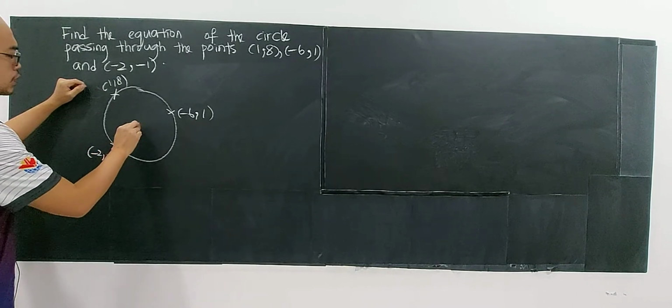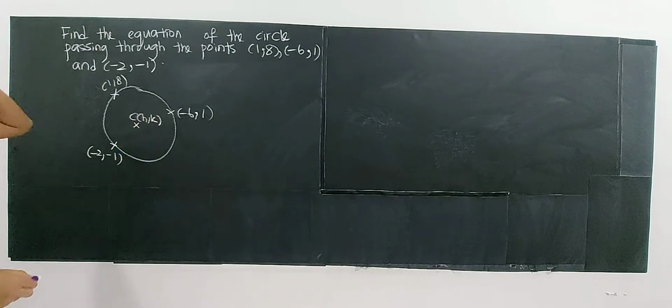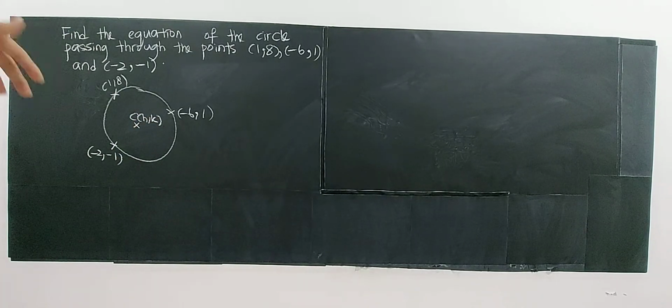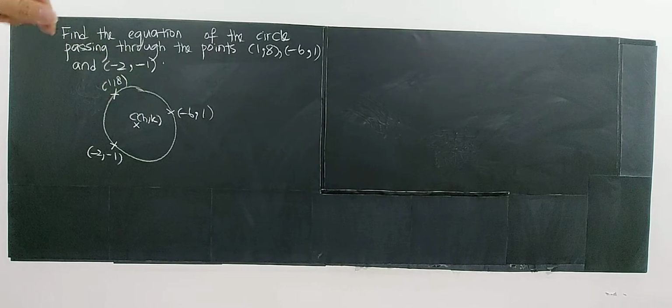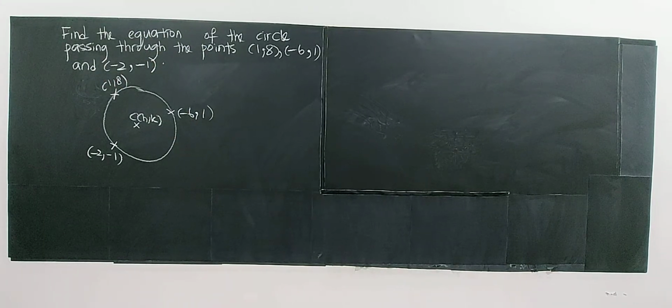Then you know that there is a center here. For this case, I let the center be (h, k). So I go into using this method. Among the first two methods that I introduced, this is the third method. So try to compare the three methods and see which is suitable for you, or if possible, learn all three of them.